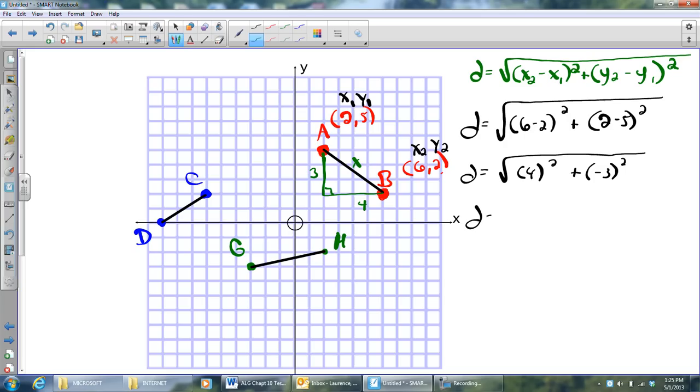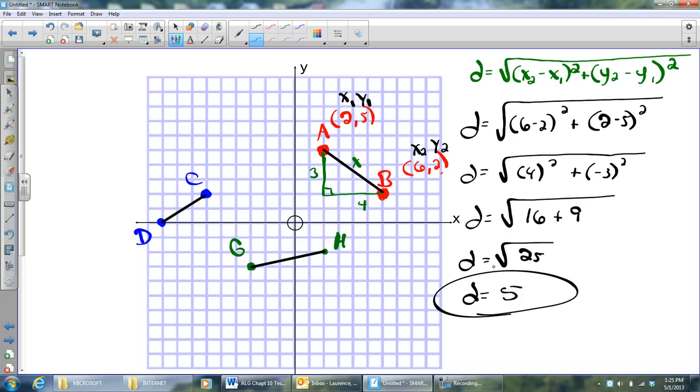And then d is going to equal the square root of 16 plus 9, excuse me. That should look really familiar to the problem I just did, which is the square root of 25. And again, I only care about the positive square root. And notice I get the same exact answer.